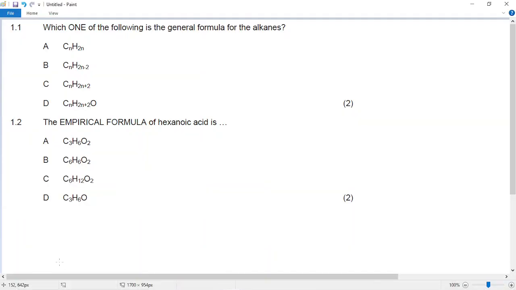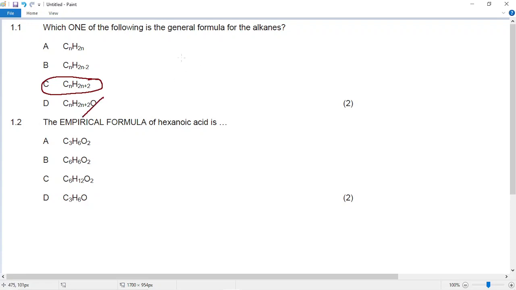Okay, this is the November 2020 multiple choice question 1 from the November 2020 physical science past paper. It says, which one of the following is the general formula for the alkanes? Well, alkanes are saturated, so we're always going to have a lot of hydrogens. We are definitely not going to have this one because it's got an oxygen.